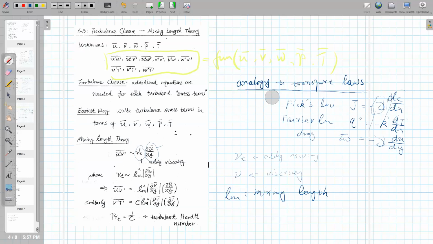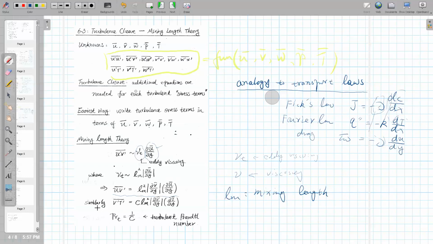kinematic viscosity. So you have a length scale here, you also need the velocity gradient scale, okay? And from this theory, you can prove that this nu t is also approximately this length scale squared times the magnitude of partial u partial y. Okay, so if you put these two together, you can see that this Reynolds stress u'v' will be equal to Lm squared times the magnitude of partial u partial y times partial u partial y.